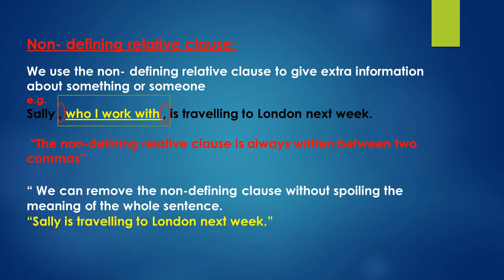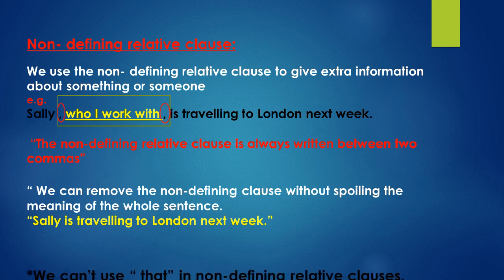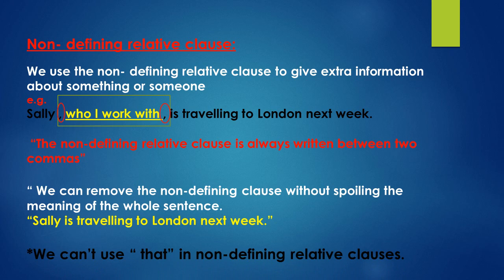So, let's have an example. Sally is traveling to London next week. Here guys, we crossed the non-defining relative clause without any problem for the meaning of the sentence. Here is another thing. We can't use that in non-defining relative clauses. Okay guys, do you remember we said before that the relative pronoun that can be used instead of which or who, but we can't use that in non-defining relative clauses.